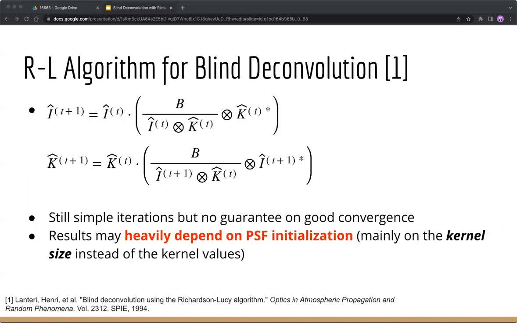Actually, we can. This is the RL algorithm for blind deconvolution. The first formula is just the same as the previous RL algorithm, but it simply adds the second formula in each iteration to estimate the PSF in the same way. Within this new algorithm, each iteration is still simple, but unfortunately, there's no guarantee on good convergence result. And there's a problem that result may heavily depend on the PSF initialization, and mainly depend on the kernel size instead of the kernel values.